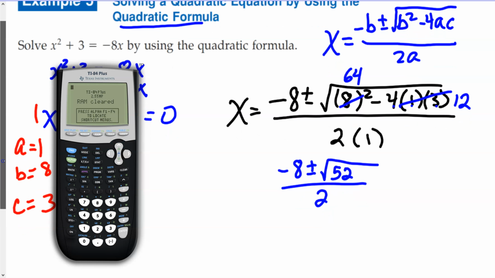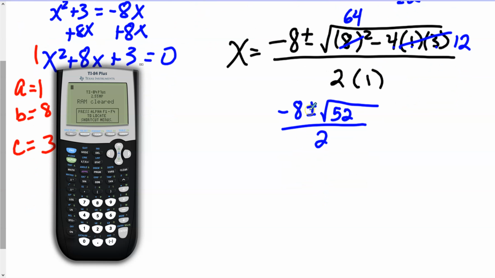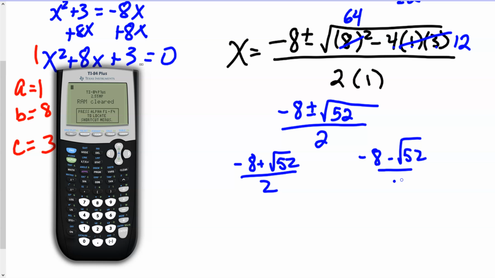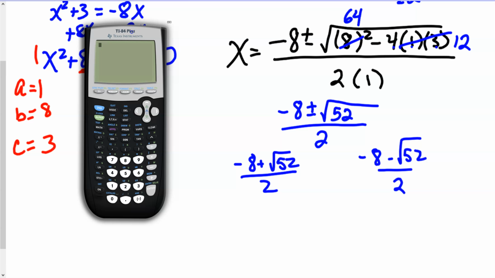Okay, here's where having a calculator is going to help you. These are two solutions. One solution is negative 8 plus the square root of 52 over 2, and one is negative 8 minus the square root of 52 over 2. You're going to have to work out both solutions. If you have a scientific calculator or a graphing calculator, either one works just fine. Negative 8 plus the square root symbol is right here above the x squared, square root of 52. I'm just going to hit enter and get an answer, and then divide that by 2.